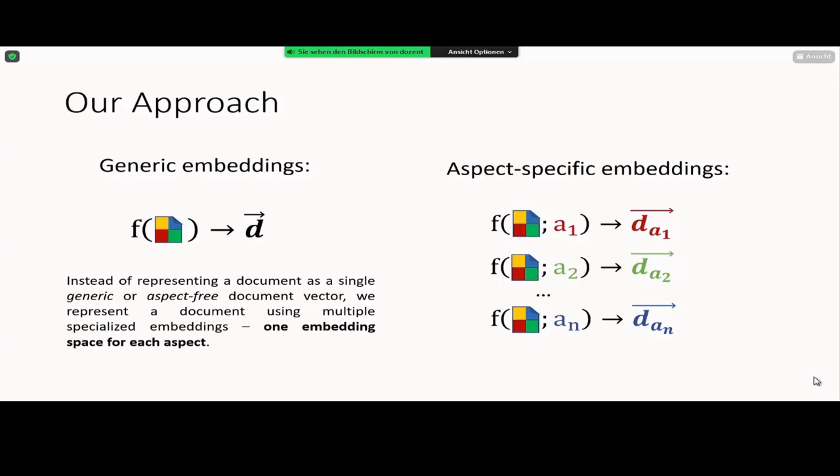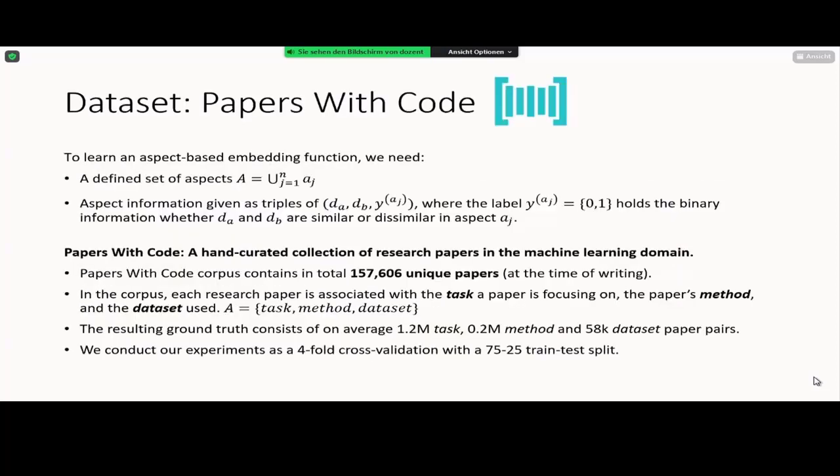And in order to do this, we need data. So we are in a supervised learning setting. And for that, we need to define our set of aspects. So it's predefined. And we need aspect information given in the form of triples, like a document A, document B, and a label that says if document A and B are similar or not in this particular aspect. And we found this with Papers with Code.